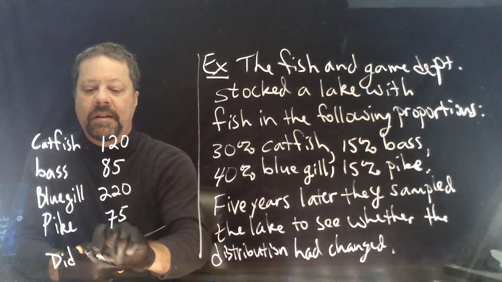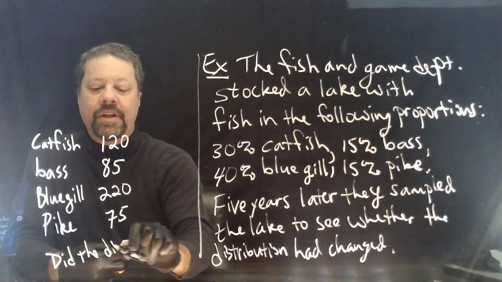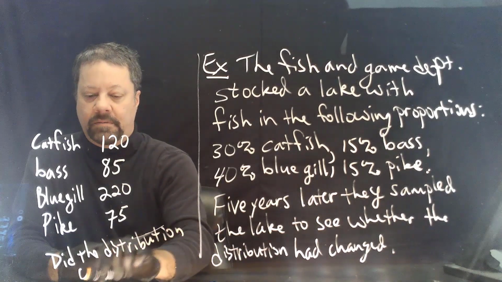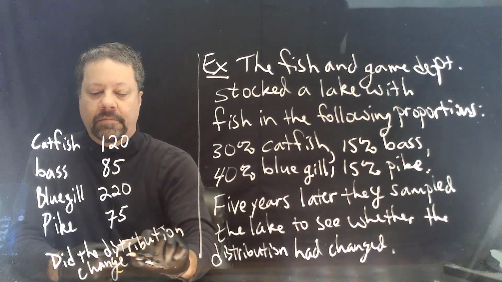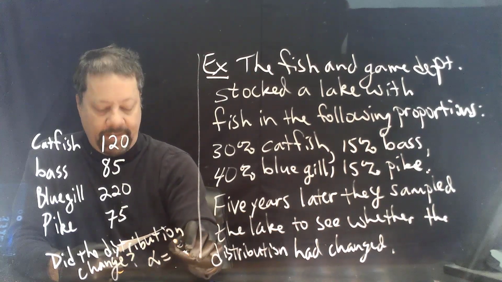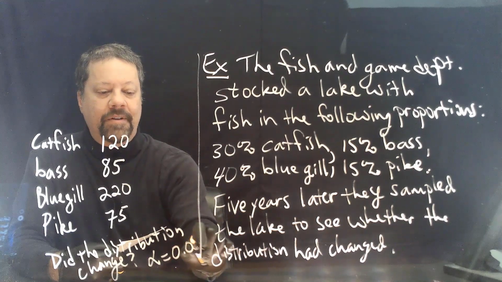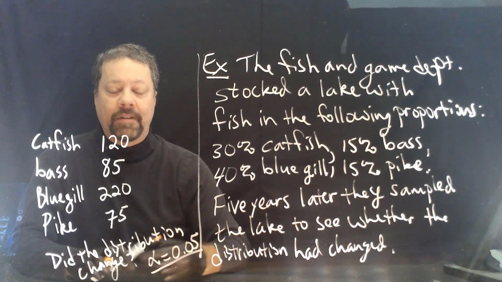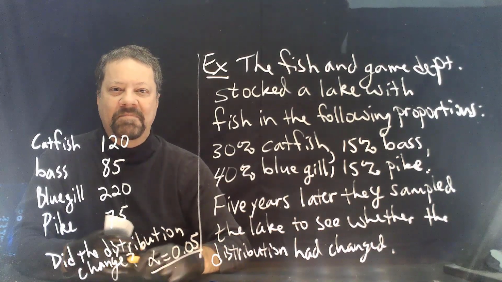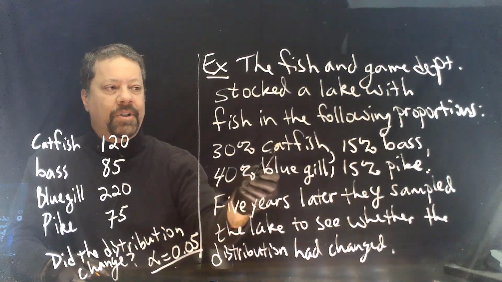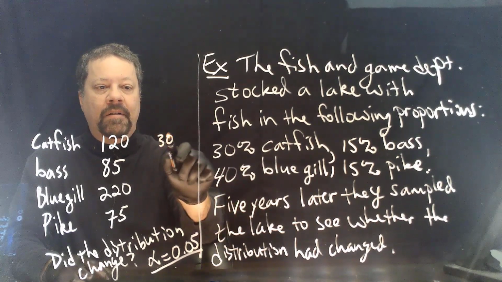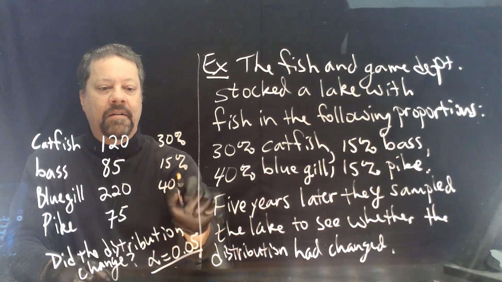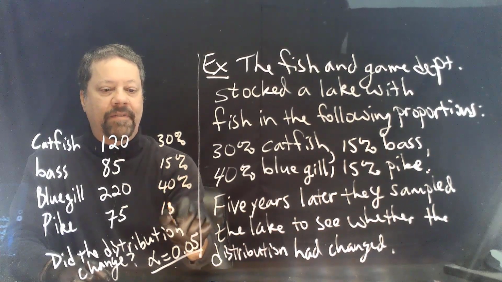So, did the distribution change? We'll use a level of confidence of 0.05. A significance level of 0.05. Level of confidence would be, what, 95%? The original distribution was 30%, 15%, 40%, and 15%.